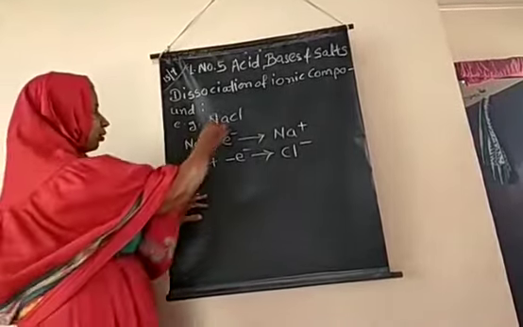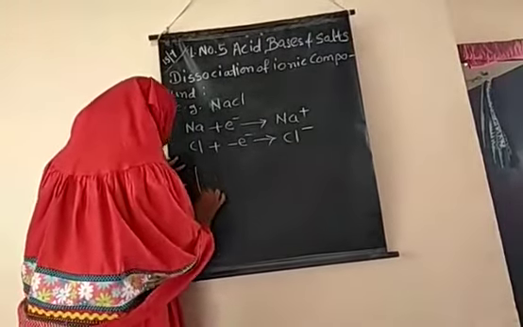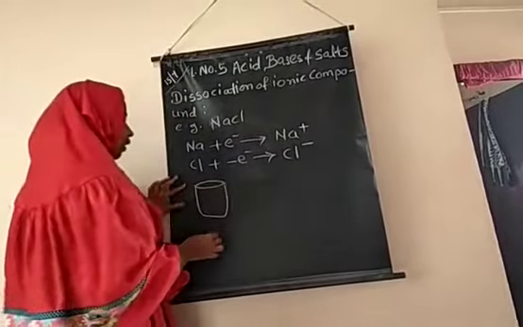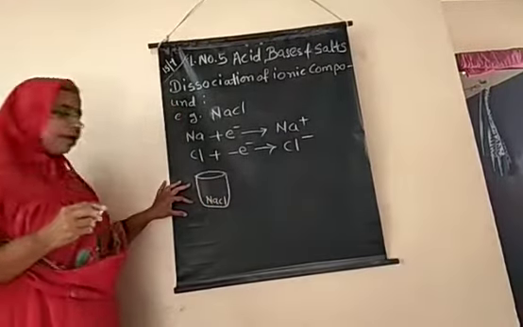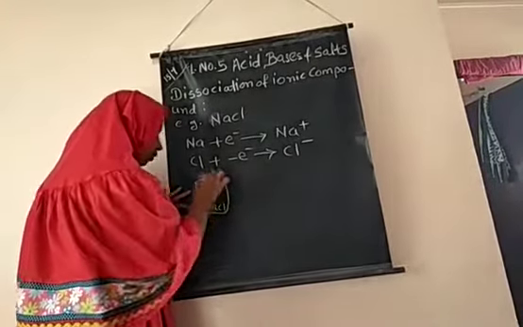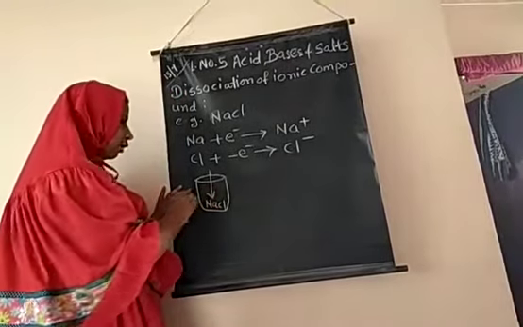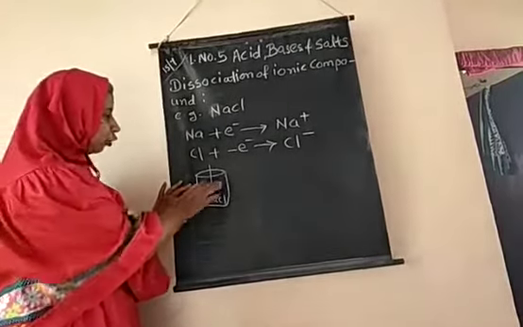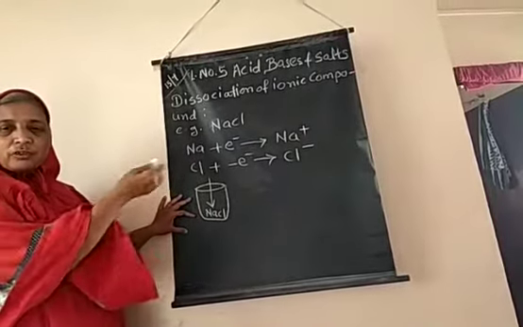Let's see what happens when sodium chloride is dissolved in water. For example, in this container some amount of sodium chloride is already there, and we are adding some water to this container. After dissolving the solid in water, after some time we see that no particles of sodium chloride remain. This means they have dissolved completely.